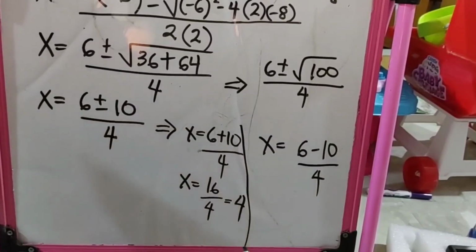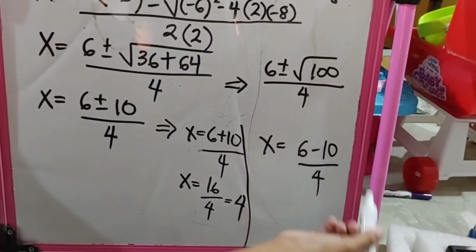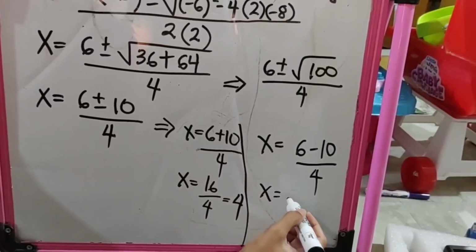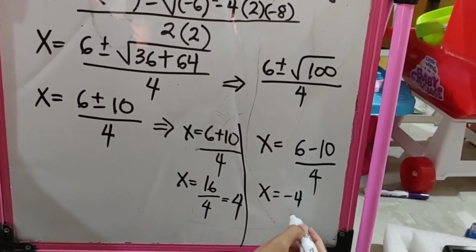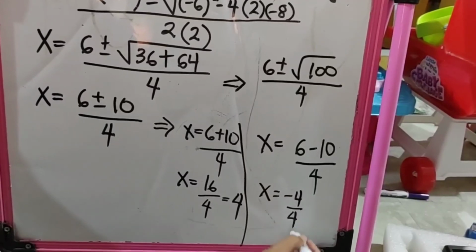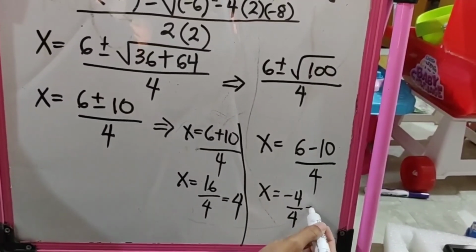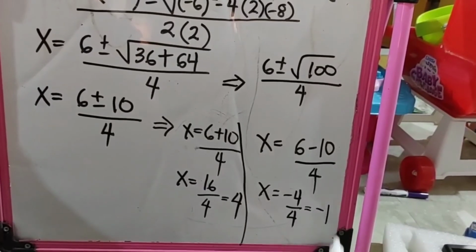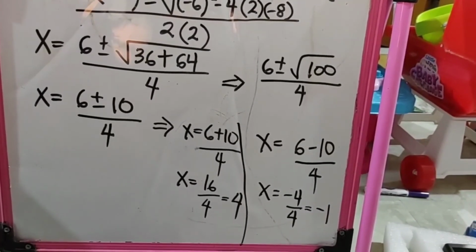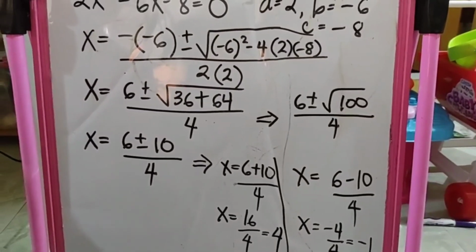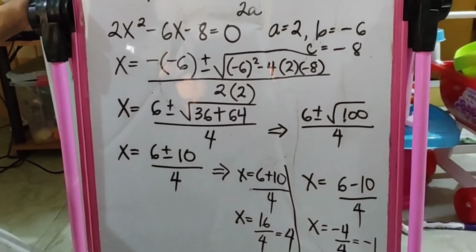Next, the other one is 6 minus 10. So, 6 minus 10 is negative 4 all over 4. Dividing negative 4 by 4 is negative 1. So, the solutions to our quadratic equation rather, is 4 and negative 1.